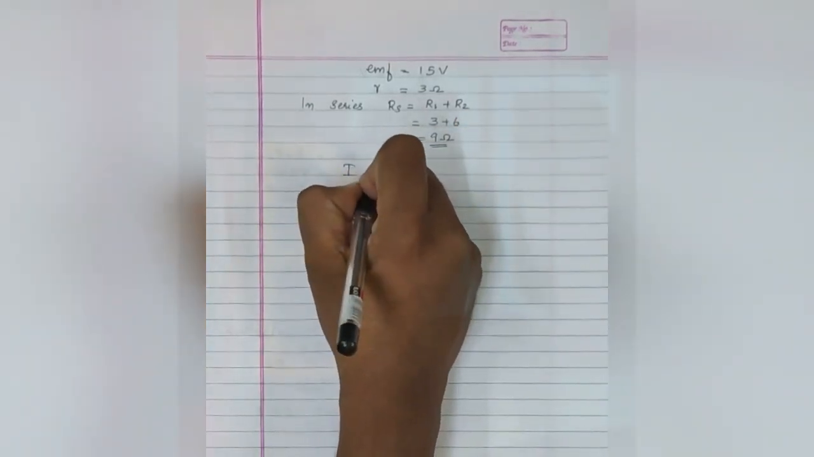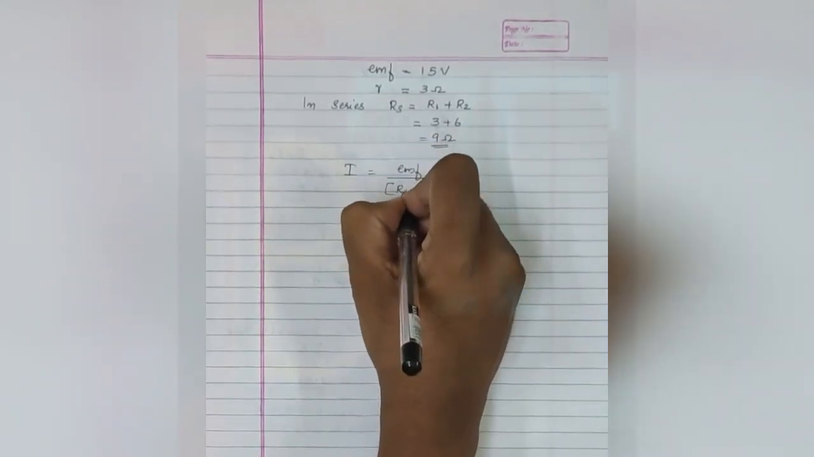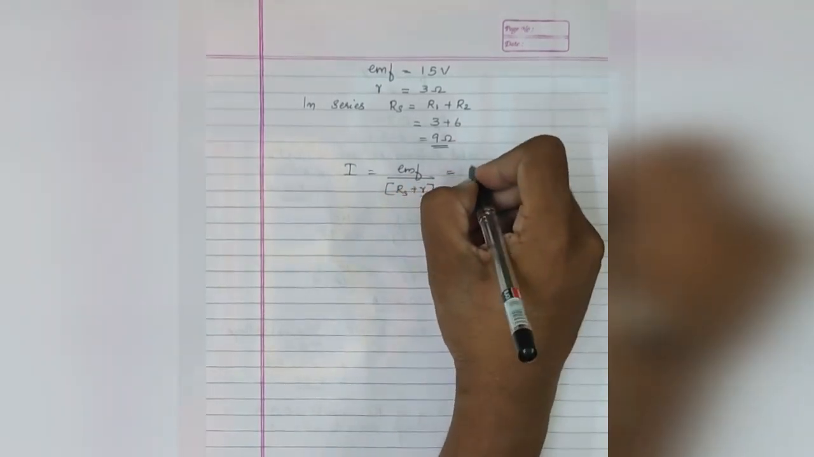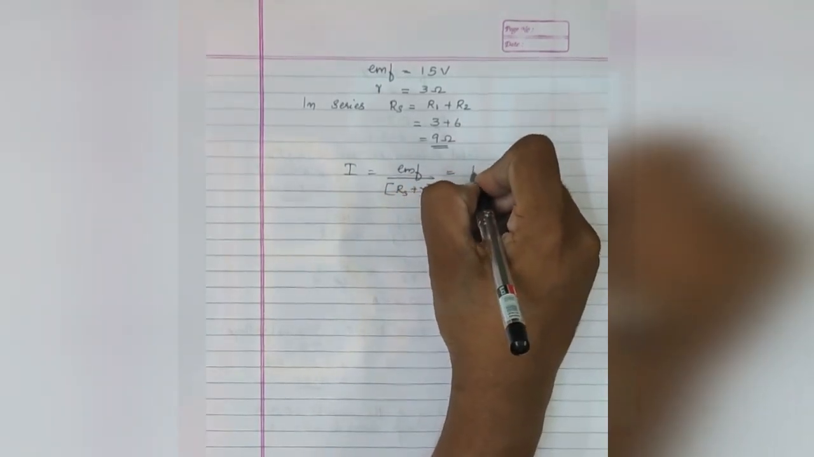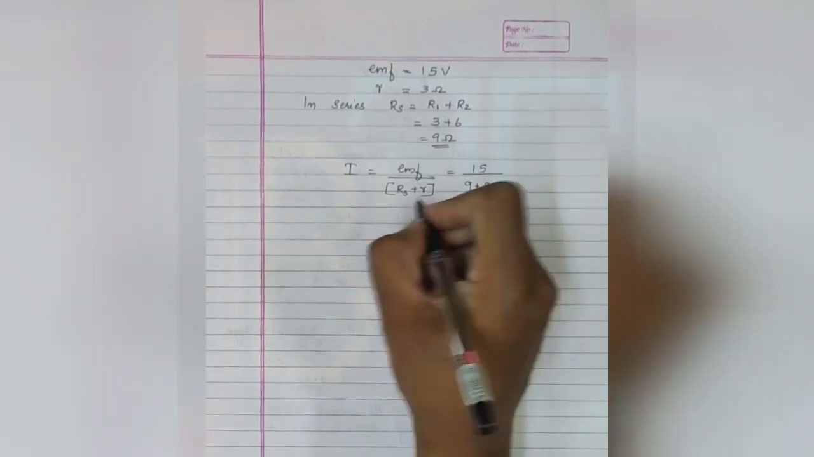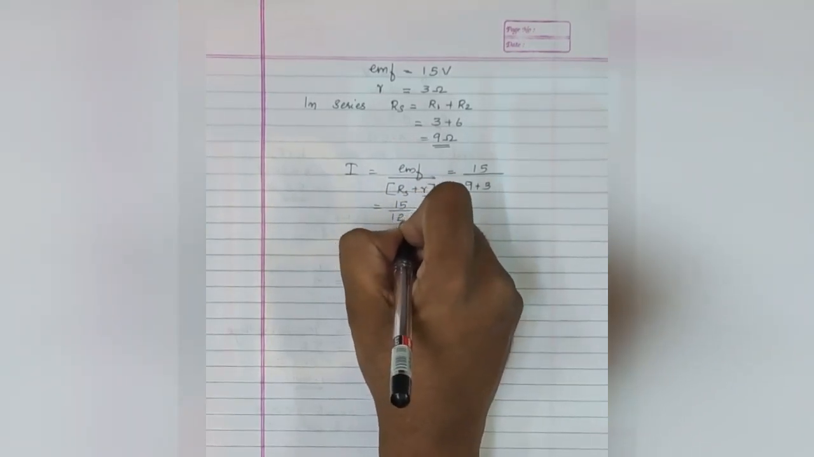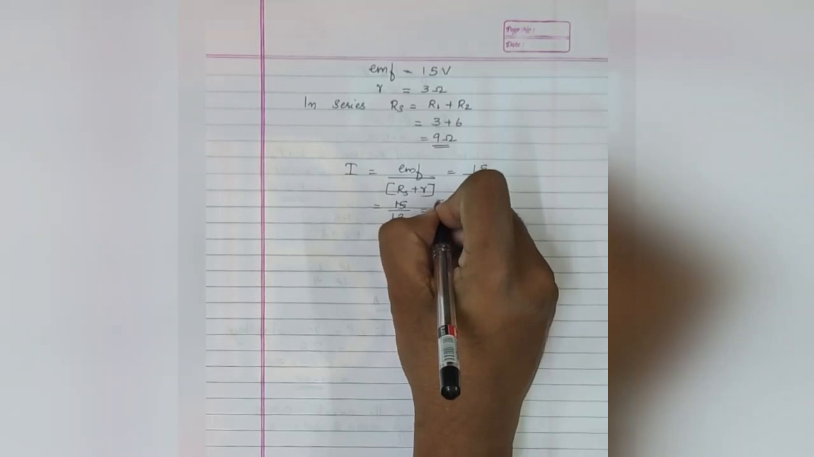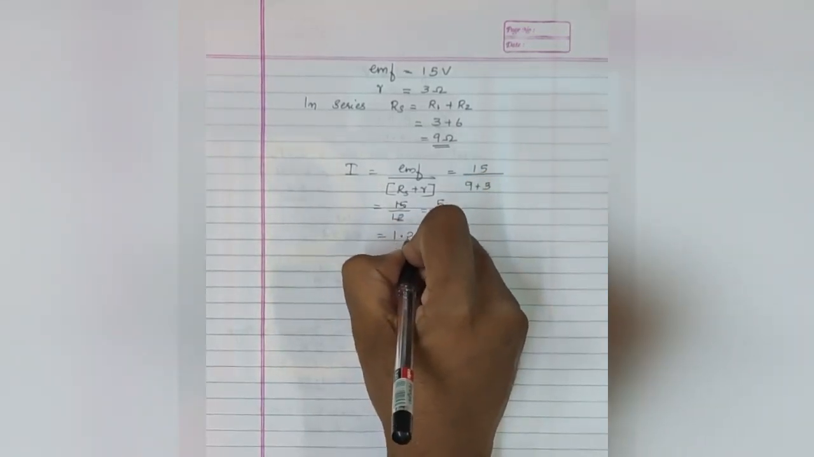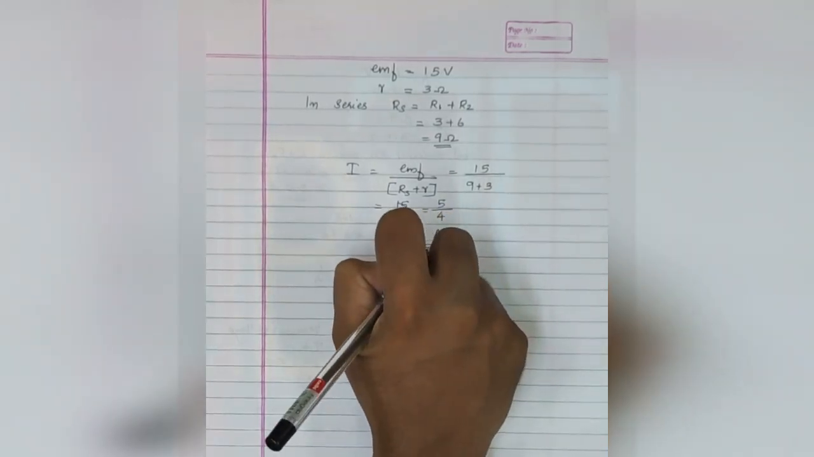So current is equal to EMF divided by external resistance plus internal resistance. Here, series connection is the external resistance, hence 15 divided by 9 plus 3. So it is 15 divided by 12. On cancelling we will get 5 by 4, and 5 by 4 is 1.25. So the answer is 1.25 ampere current.